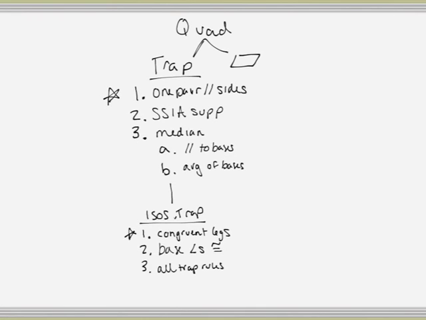So anything that's true about a trapezoid is true about an isosceles trapezoid, because an isosceles trapezoid is just a special case. Just like yesterday, we said everything that's true for a rhombus has to be true for a square, because a square is just a special kind of a rhombus.